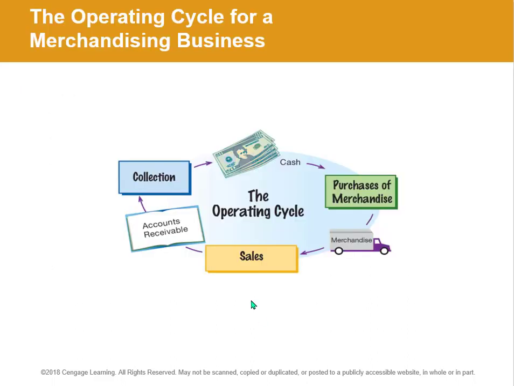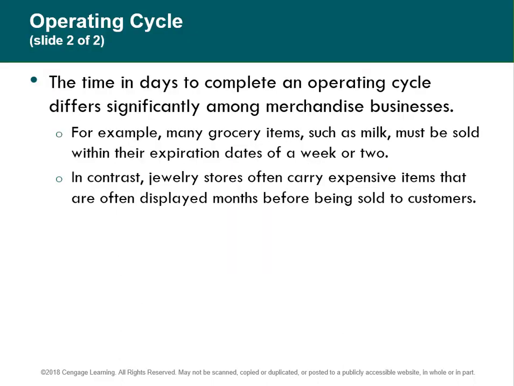And here it is. First of all, we take cash and we buy some merchandise. Then we sell it to somebody. We get an account receivable. The money comes in. And this keeps going. And that's our operating cycle. They've got a couple of examples here. If you're working in a grocery store, milk doesn't hang out there for 3 months, hopefully. Grocery store items turn around in about 2 days, depending on where they are, but it's pretty fast. That is in contrast to a jewelry store where expensive items are often displayed for months before being sold. So this would have a very long operating cycle, whereas a grocery store would have a short one.